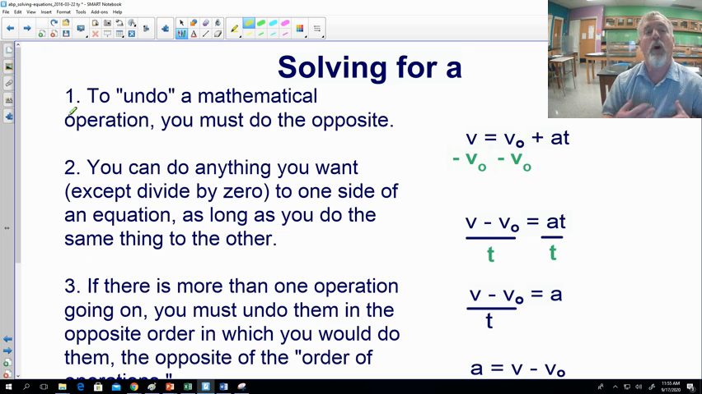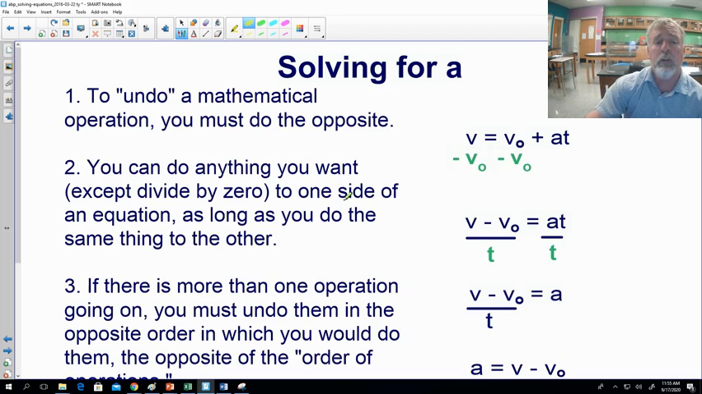So let's put this all together, put it all on one page here, because we've analyzed the little parts. Let's make sure we can see some of this a little bit better. So if we're going to solve for a, again, here are our rules. To undo the mathematical operation, you must do the opposite. Right? So what are the mathematical operations we're doing here? We are adding v0, and we are multiplying by t. Those are the two mathematical operations we have here.